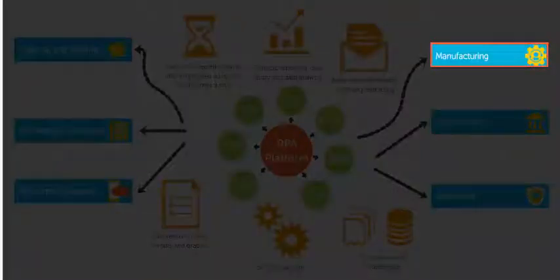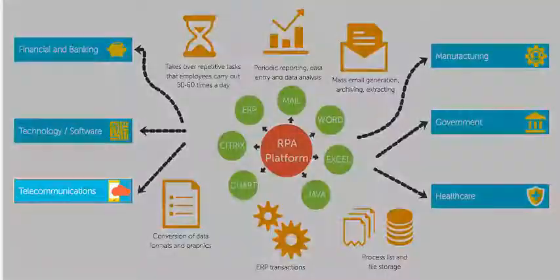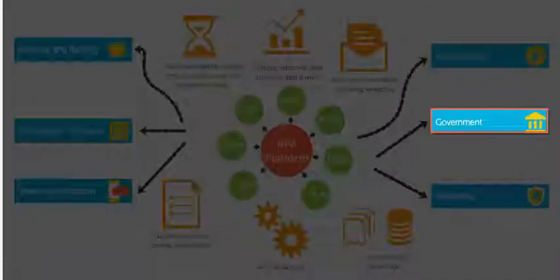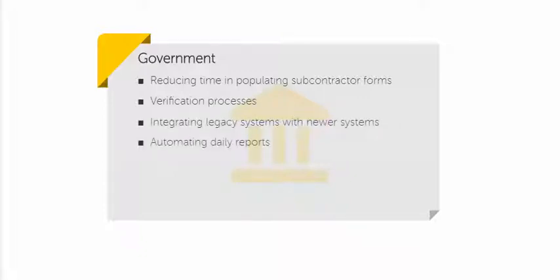Processes that are benefiting from RPA in the manufacturing domain include ERP, logistics data, data monitoring, and product pricing comparisons. In the telecommunications domain, RPA plays a major role in business processes, like collecting and consolidating data from client phone systems, backing up information from client systems, uploading data, extracting competitor pricing data, and phone manufacturing information. The government sector is making use of RPA for reducing time in populating subcontractor forms, verification processes, integrating legacy systems with newer systems, and automating daily reports.